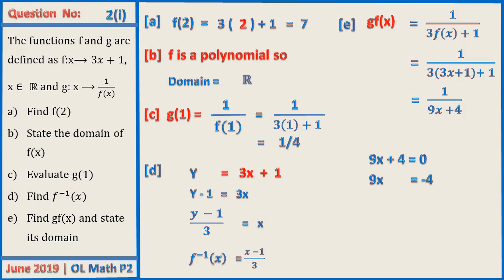To get the domain of this function, since there is a variable in the denominator, equate the denominator to 0 and solve for x. So we have 9x plus 4 equals 0, 9x equals minus 4, and x equals minus 4 on 9. So the domain here is the set of all real numbers excluding minus 4 on 9, written like that. Alright.